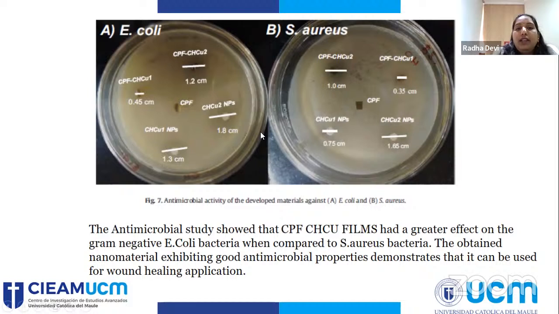the E. coli and the S. aureus bacteria, which showed that the chitosan pluronic capped copper films had a greater effect on the gram-negative bacteria, that is the E. coli bacteria, in comparison with the S. aureus bacteria. You can see here in the images, these are the hydrogel films which are in small cube pieces which we have inserted into the bacterial film, into the agar plate, and we have seen that there was a good inhibition with the copper nanoparticles in comparison.